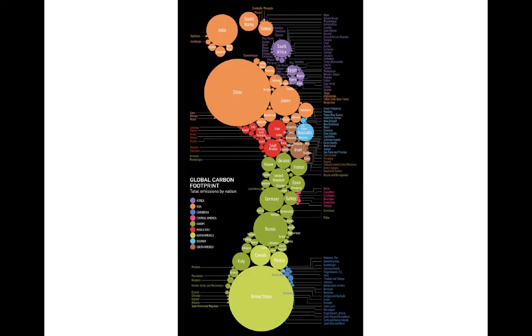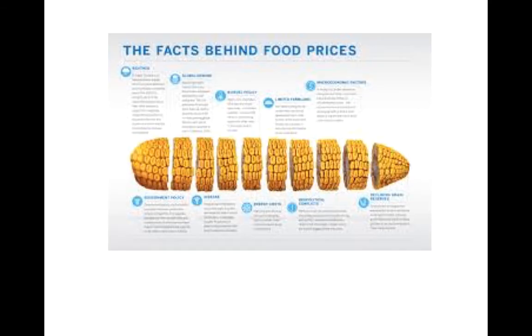But you can use visual cues like this to prompt your audience to understand what this is about before they even read the information. Here's another obvious visual cue. This is about facts behind food prices, and you see sliced up corn. So you know it's about a food product. Use your skills with composition that you've already learned.